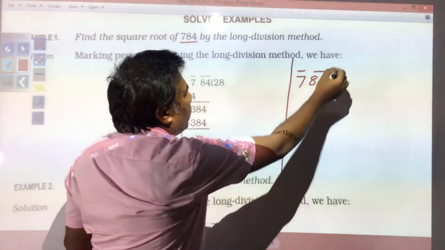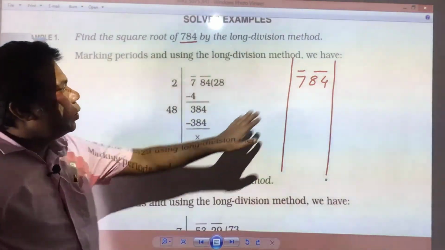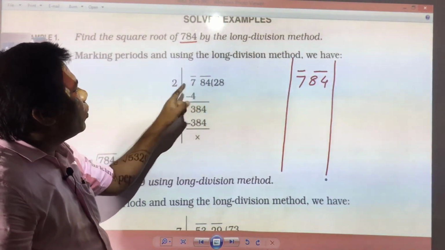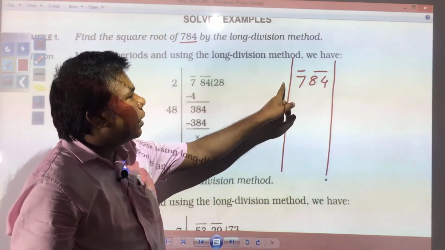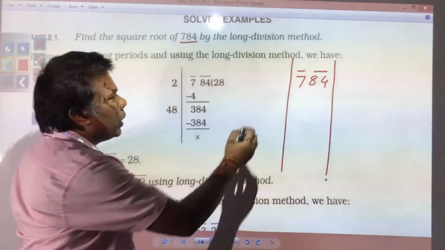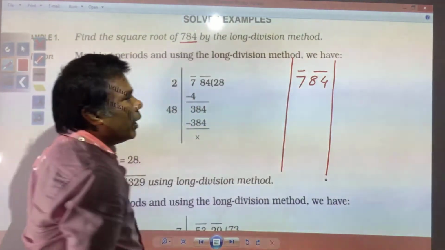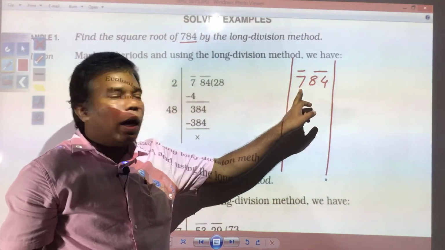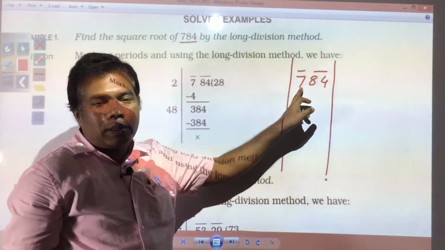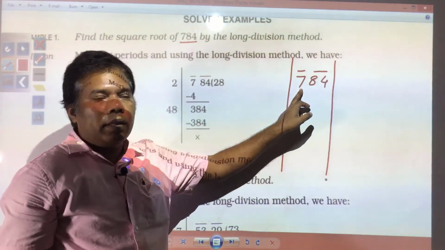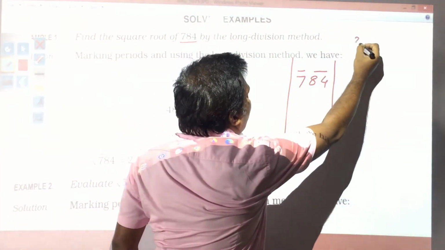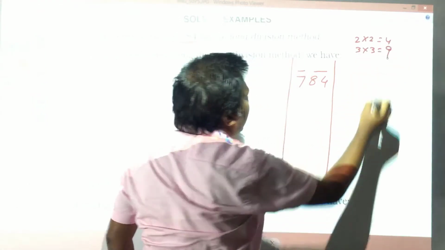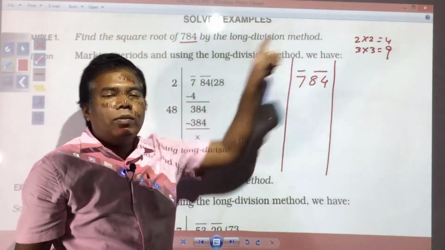Now, it is required to be divided. Here you have in the first period 7. So, we need to think what number should be written in the divisor and in place of the quotient, so that if we multiply those numbers we get either 7 or about 7, either equal to the first period or about the first period. If you multiply 2 into 2 you will get 4, 3 into 3 you will get 9. So, 9 will be bigger than 7, that is why we will take 2.